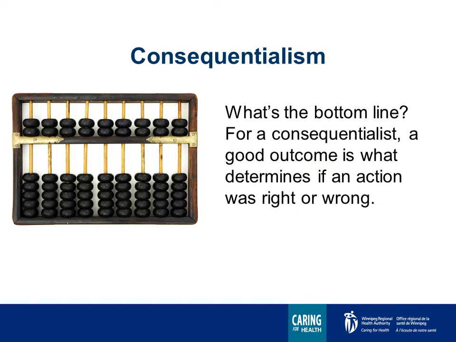Let's look at the first theory for this week, consequentialism. This moral theory was proposed by philosopher Jeremy Bentham and expanded by John Stuart Mill. They argued that the morally relevant factor in determining if something is right or wrong, moral or immoral, is the consequence of the decision. So if the situation turns out well, it was moral or right, and if it turns out badly, it was wrong. What's the bottom line? A good outcome is what determines if an action was right or wrong. The rest is irrelevant.